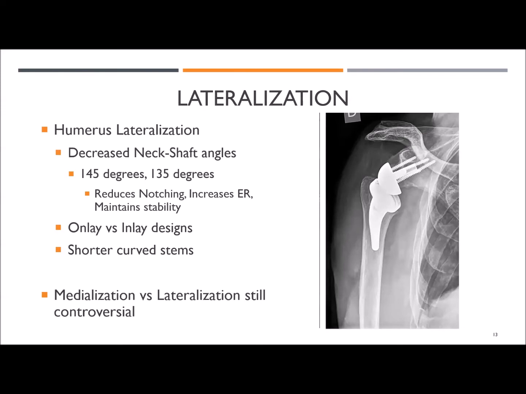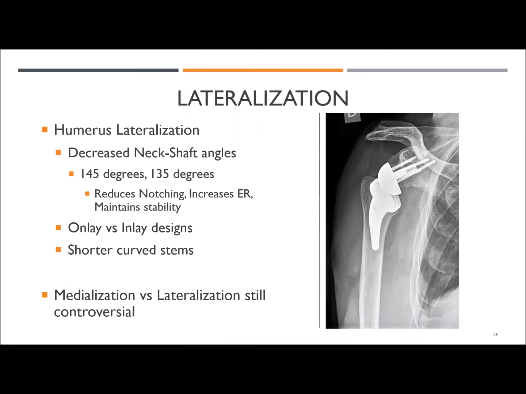So some of the things that we try to do to decrease some of these problems, one is to decrease the neck shaft angle. So 155 degrees showed a lot of scapular notching. Later designs decreased that to 145, and now more recently 135 degrees. A lot of implants are doing this to prevent the notching, which actually helps quite a bit.